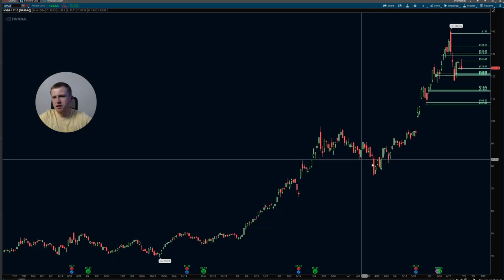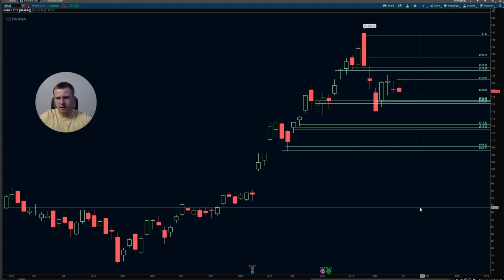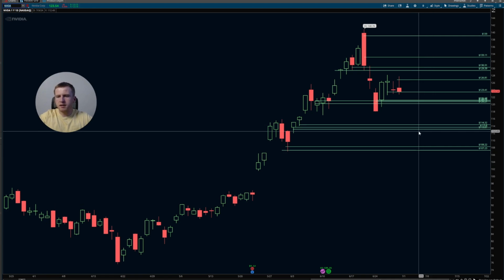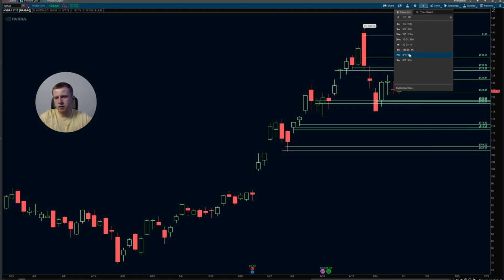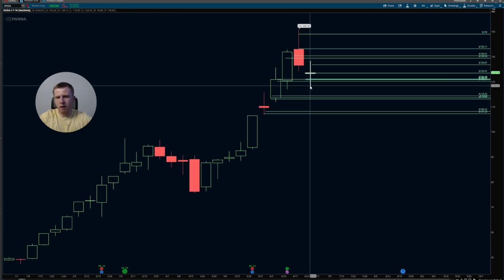NVDA, there's two potential setups here. First one, to the downside, anything below 123.41, eyeing shorts back down into this area around 118. And if it gets below that, room down into this 114 area. Or the long side thesis is a failed breakdown that just reclaims 126.81 for a move back up into 130 and 131. So if we go into the weekly, that would also correspond with a higher low.